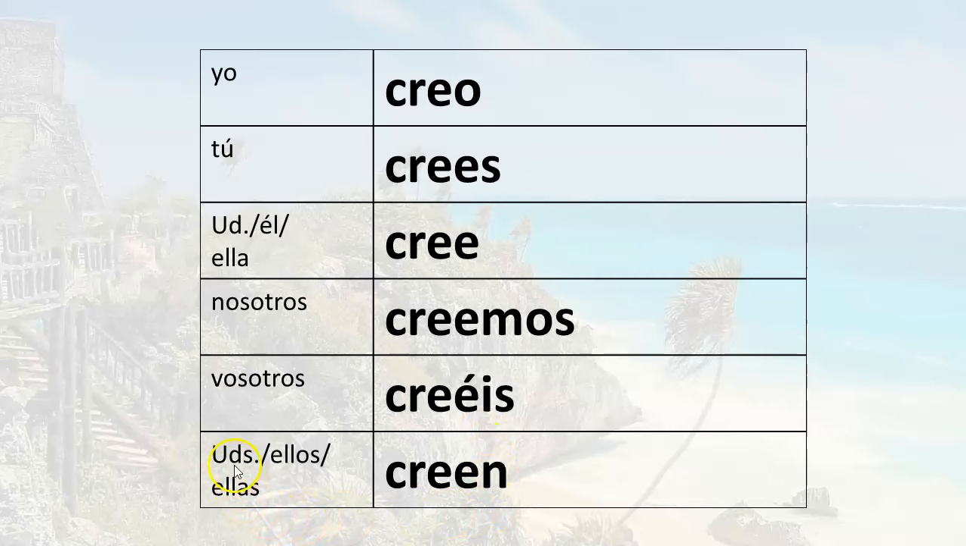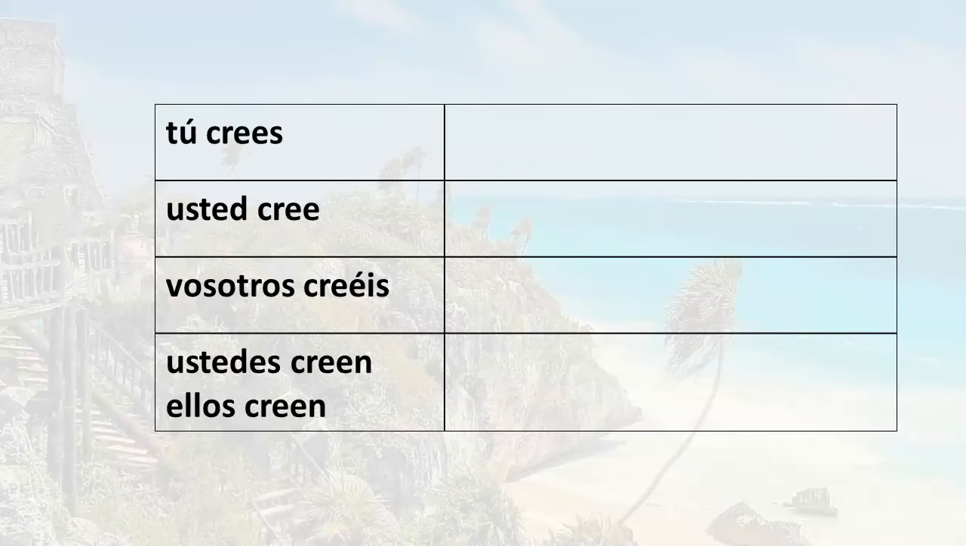Finally, we have you believe, the plural you. Ustedes creen. Stress on the cre. Two syllables. Cre and en. Stress on the cre. Creen. Ustedes creen. They believe. Ellos creen. And ellas creen. Okay, so that's creer in the present tense.